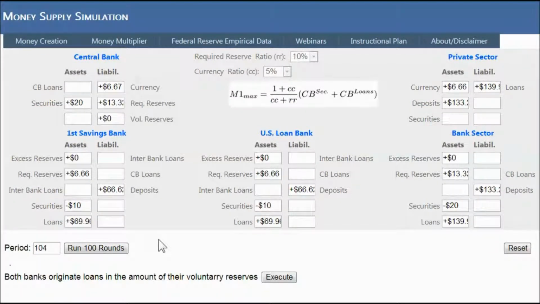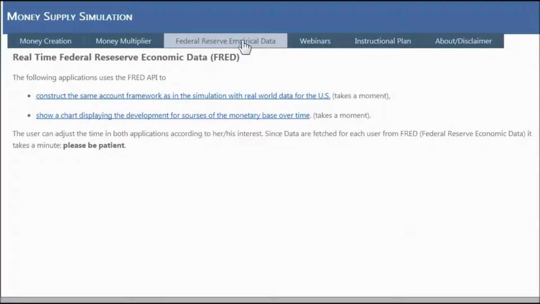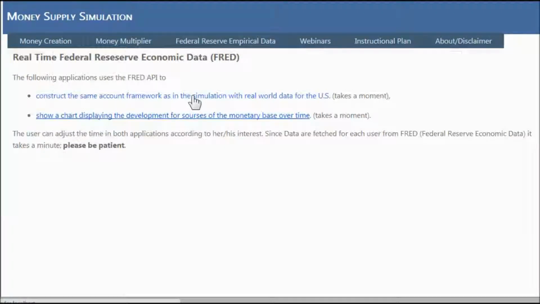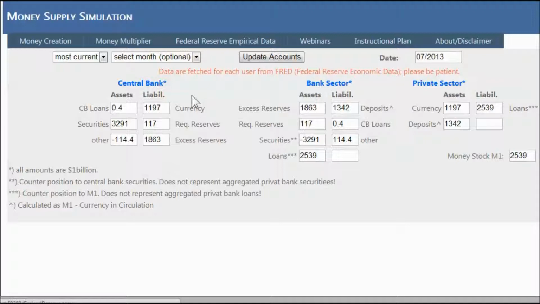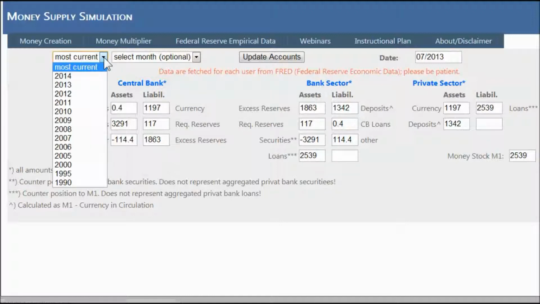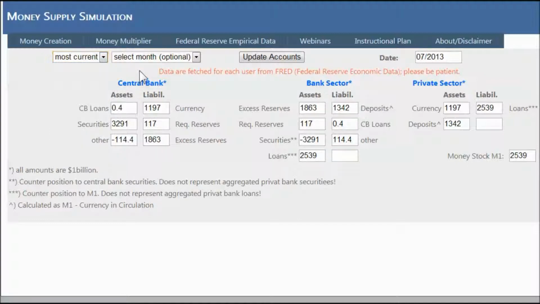Students often ask us how textbook models are related to the real world. Here we can show that pretty easily. If we click on the Empirical Data tab, we can go to exactly the same framework that we used before, and it is filled with real data. These data are drawn on the fly from the Federal Reserve. They are always up to date. It's also possible to choose different data for different years.